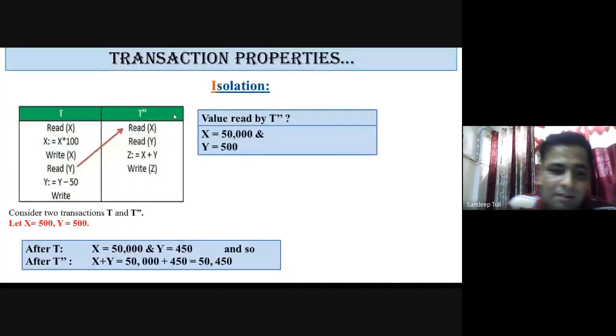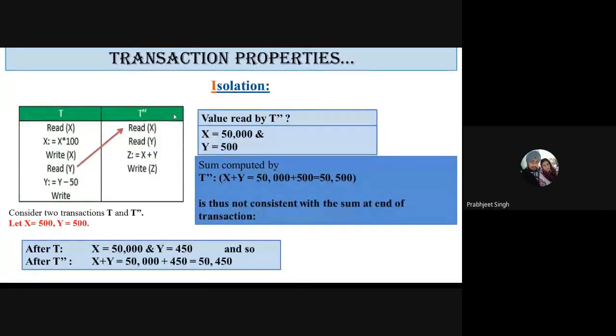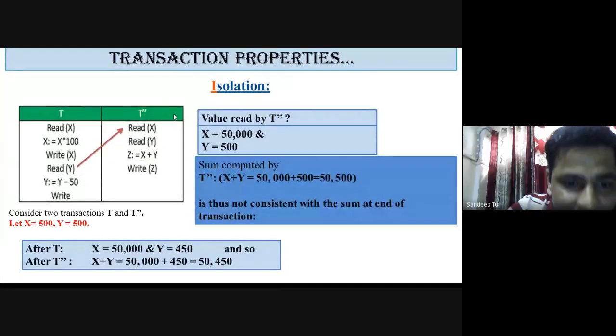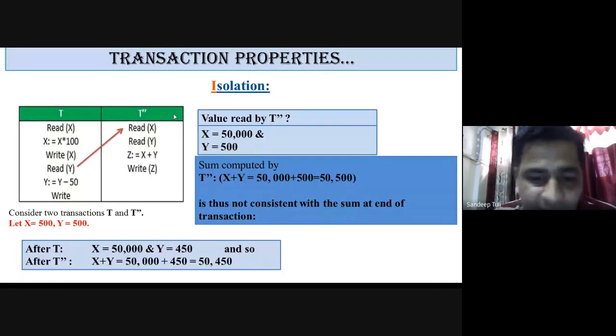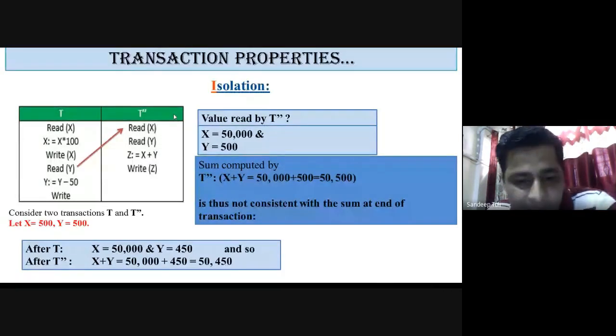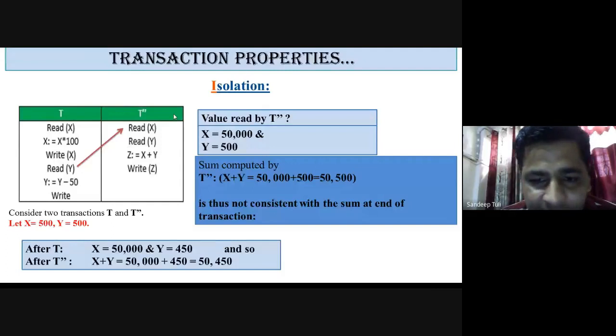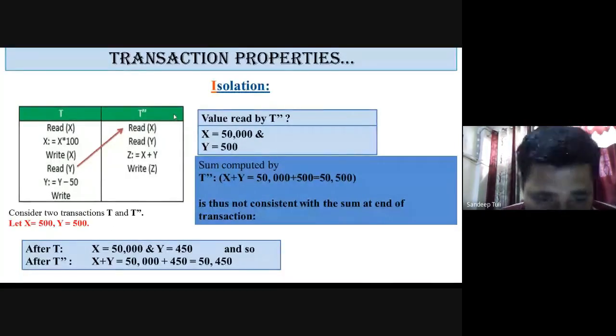You are getting it? Yes, sir. And then when the transaction T double dash commits completely, what is the output? It means, what is the value of Z? Instead of 50,450, it is now 50,500 rupees. Is it okay?